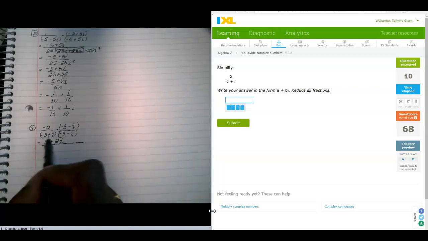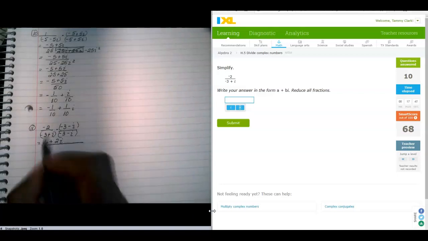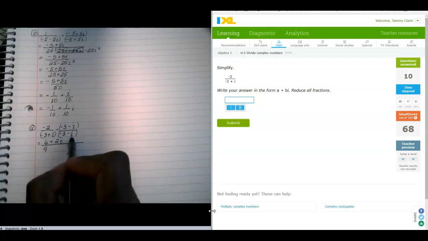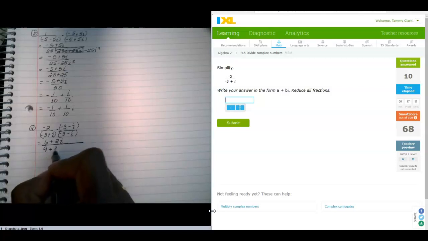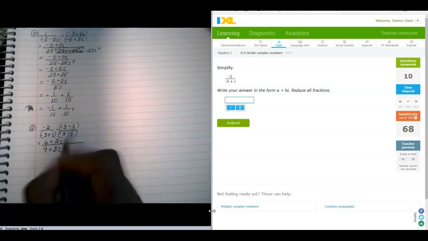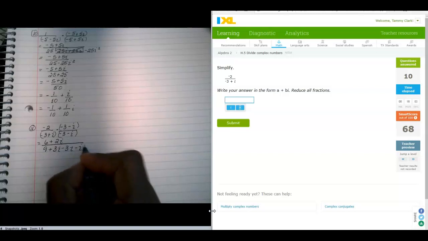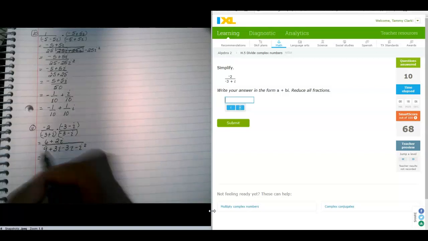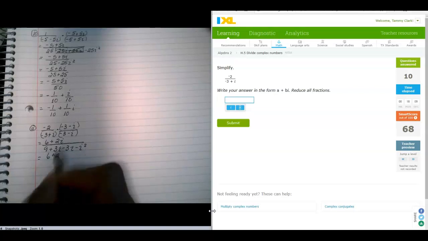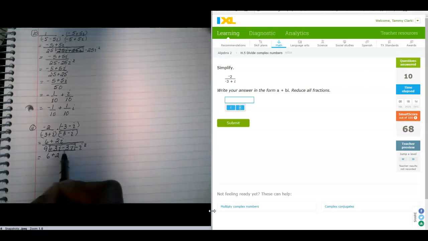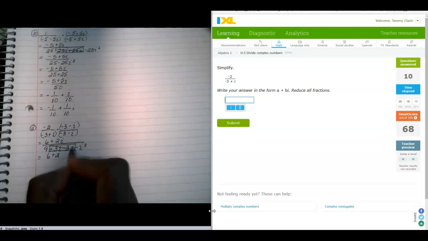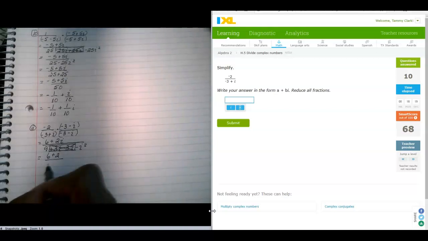Then we're going to distribute or do FOIL, whichever you call it, on the bottom. So -3 times -3 is positive 9. -3 times -i is positive 3i. Positive i times -3 is -3i. And then i times -i is -i squared. Let's continue to simplify. So 6 plus 2i. And what we notice again is that our middle two terms are opposite signs, same coefficient. So they eliminate each other. And we're left with 9 minus i squared.